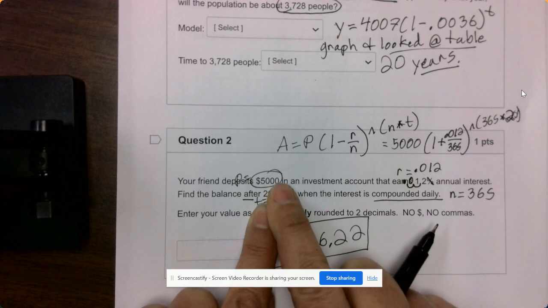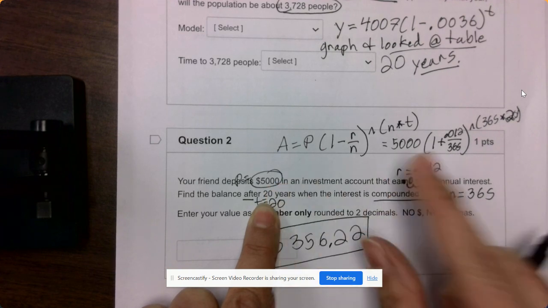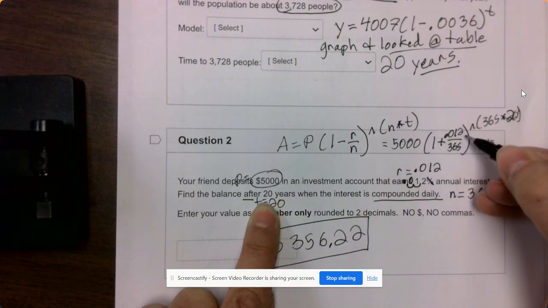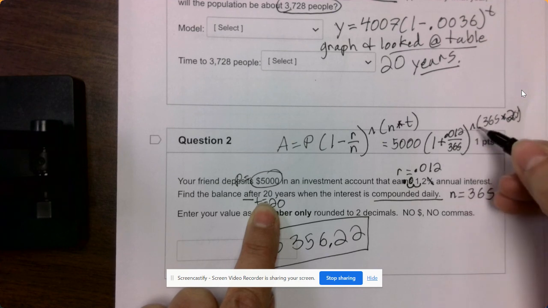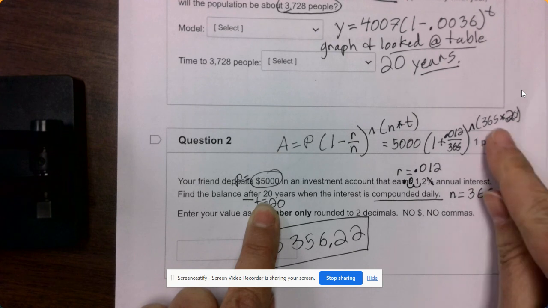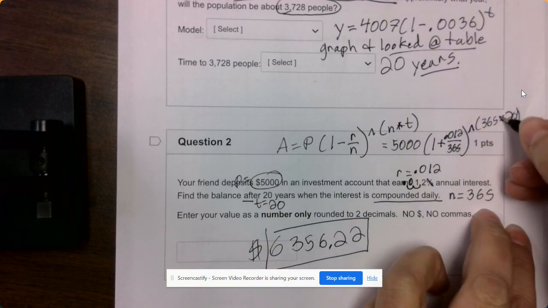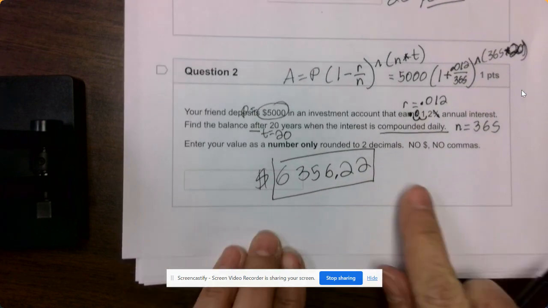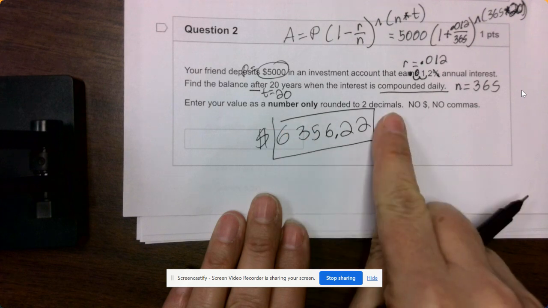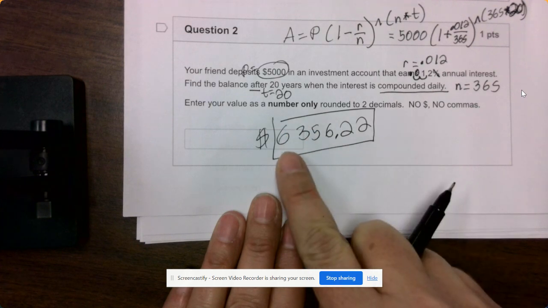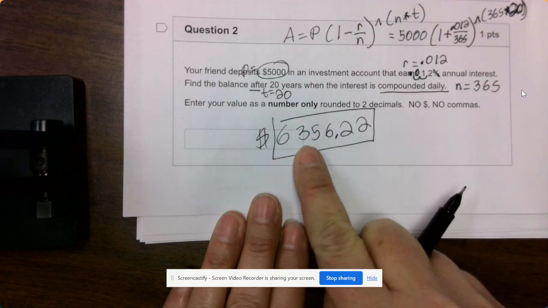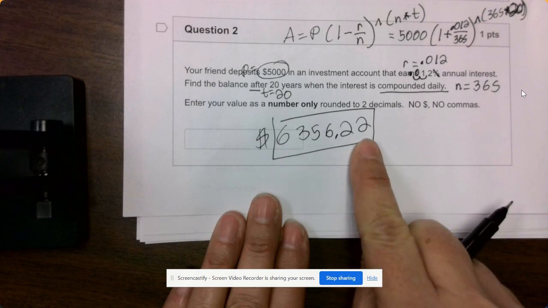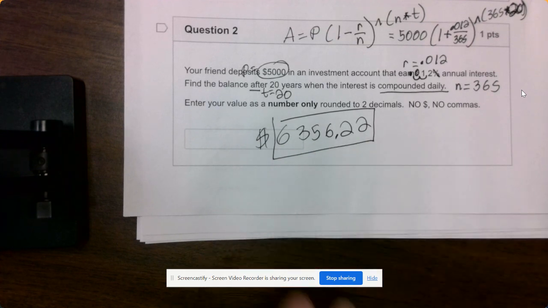Principal is $5,000, so 5,000 times 1 plus 0.012 divided by 365, raised to the 365 times 20. So really that's a times button, times 20. Okay, notice it says enter the number only, round to 2 decimal places. So it would be $6,356.22. We put our answer in.